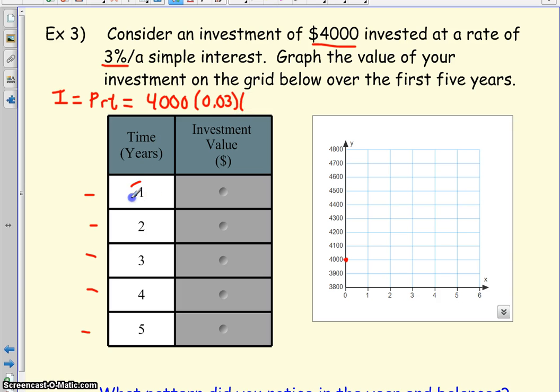And our time, if we're doing the case where it's been 1 year, is equal to 1. Okay, so you run all that through our calculator and we wind up with $120. Now the value of the investment is not $120, it's the $120 plus what you originally invested, so now we have a total investment of $4,120.